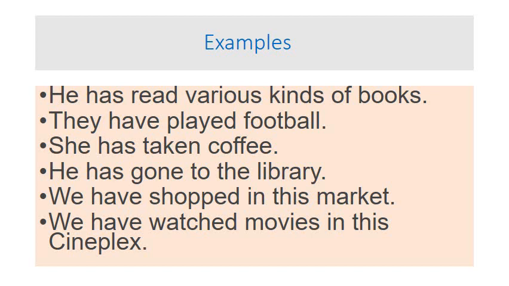She has taken office. After that, he has gone to the library. We have shopped in this market. We have watched movies in this cineplex.